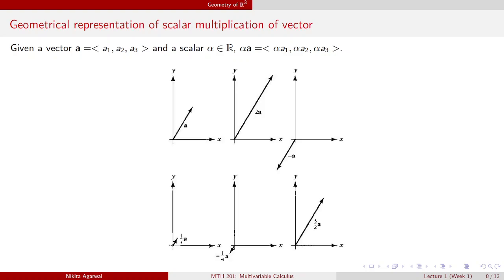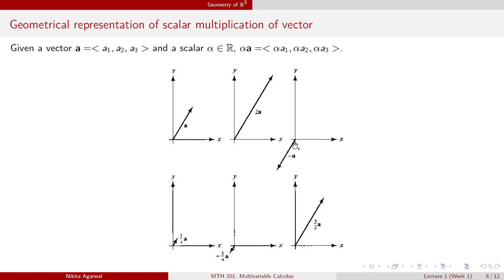I have drawn several pictures here. Let us say your initial vector is this vector a. So what is 2 times a? 2 times a is nothing but multiplying each component by 2. It will stretch or scale this vector by twice, right? So whatever the original length is, it will become twice that.